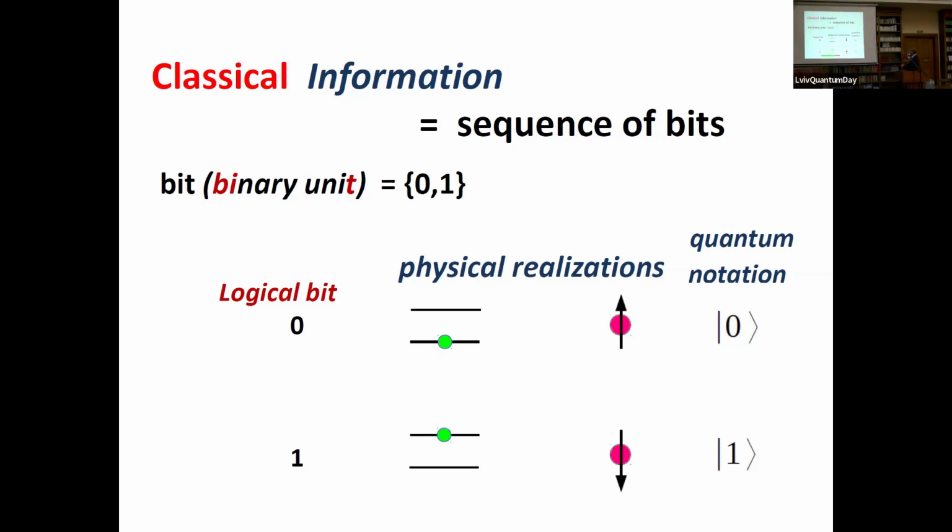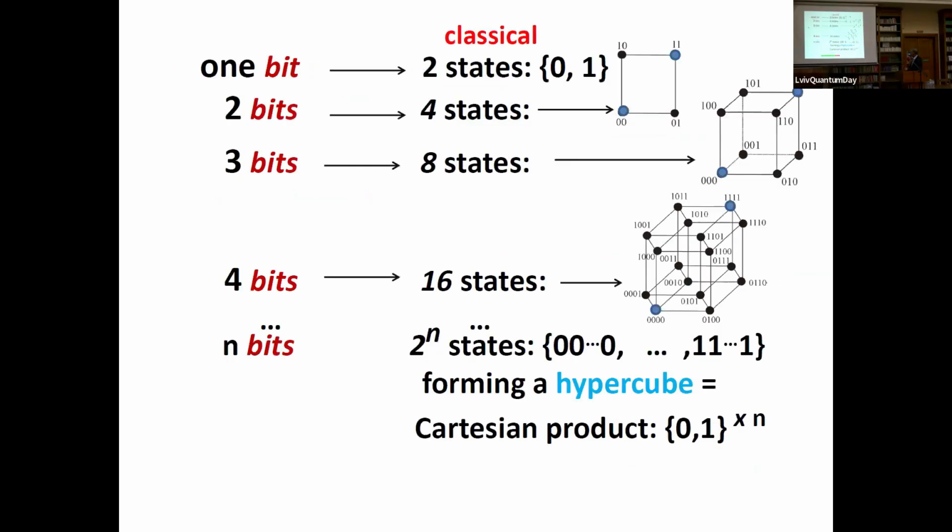But now something strange happens. The set of quantum states is larger than classical. Classically, if you have 1 bit, there are 2 possibilities, 0 or 1. 2 bits, there are 4 possibilities. 3 bits, there are 8. They form such a cube. For 4, they form a hypercube. In general, we have 2 to the n possibilities. They are just corners of such a hypercube.